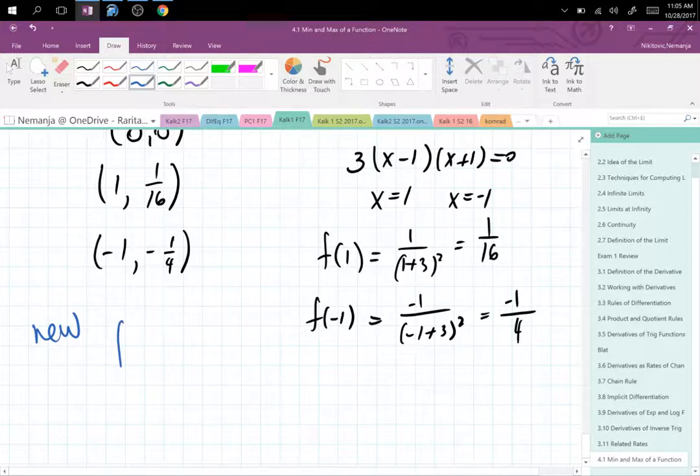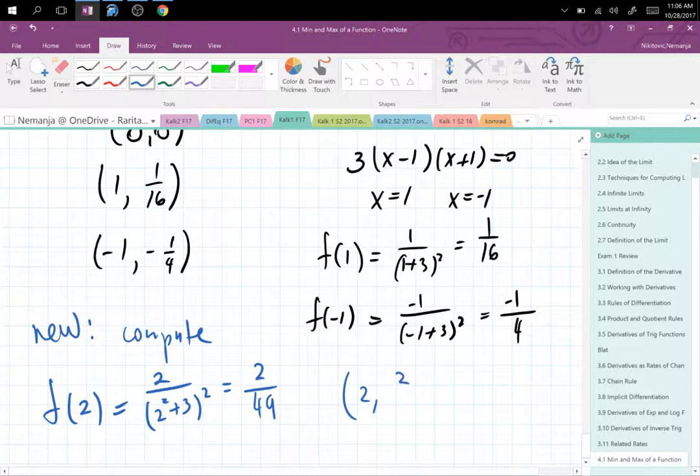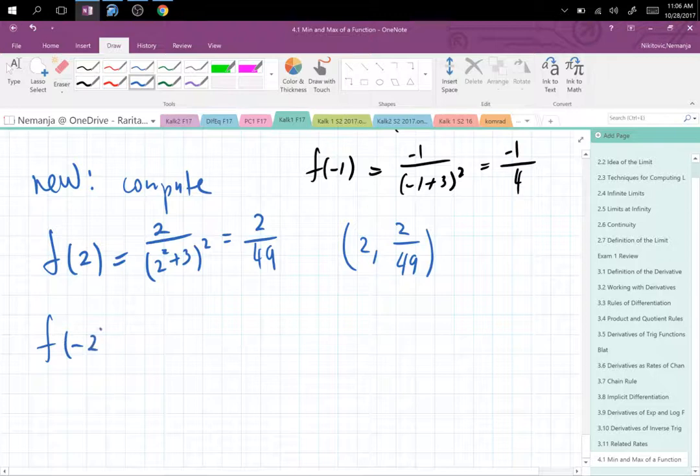We compute f of 2, which is going to be 2 over 2 squared plus 3, everything squared. It's 2 over 49. So that gives us an additional point, 2 over 49. And we also compute f of negative 2. So these are your A and B. This is your A, and it's your B from the interval.